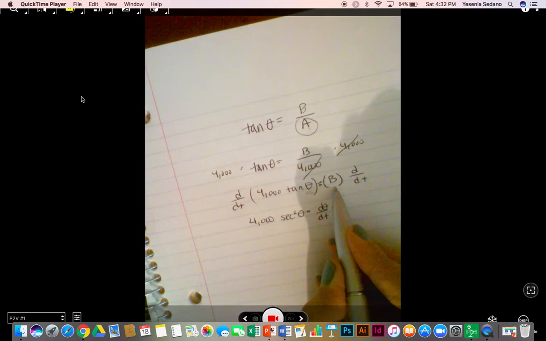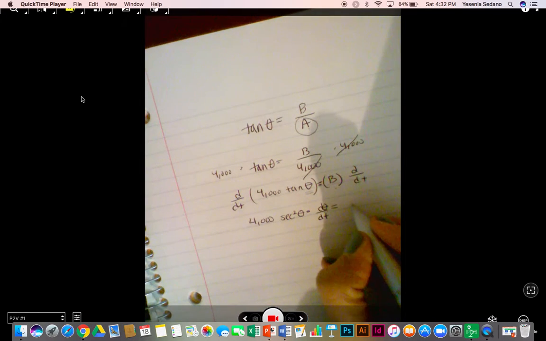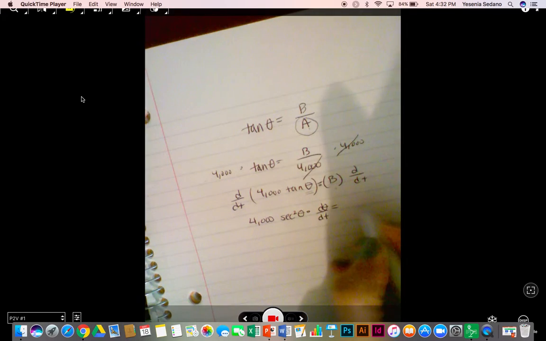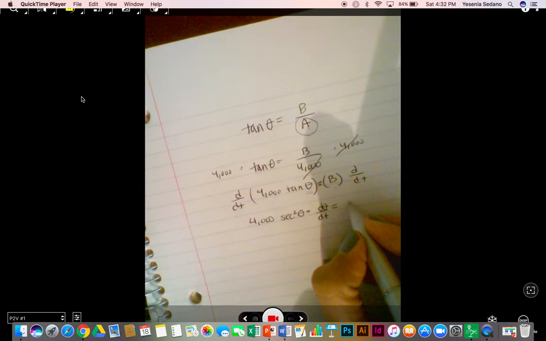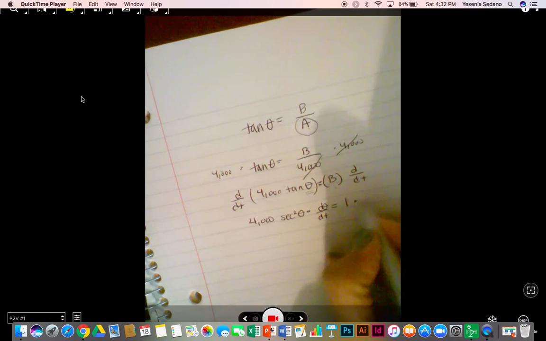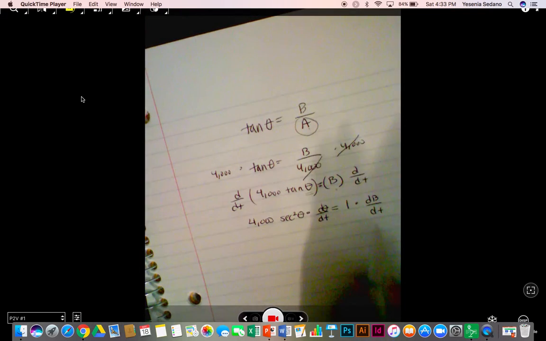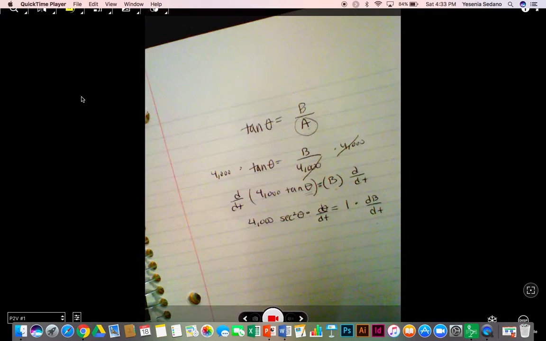And now the derivative of b is just 1, right? The derivative of b is just 1, because it's like the derivative of x is 1, except we've got to put dB dt right after it because b was changing. The rocket was moving up, so we need to put that there.